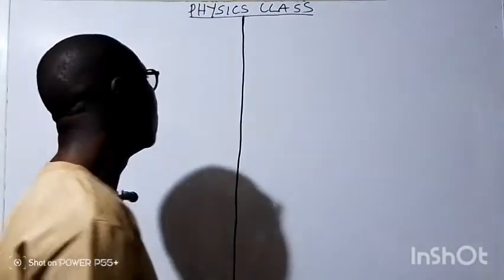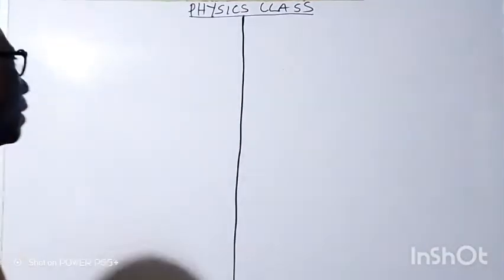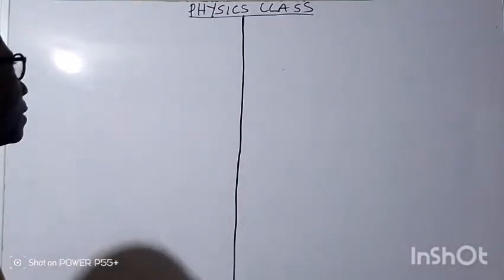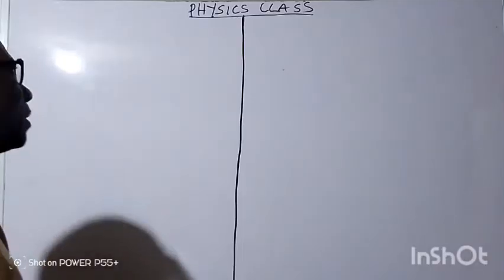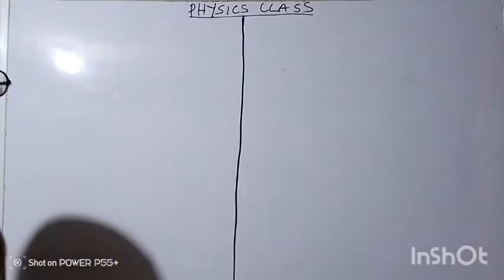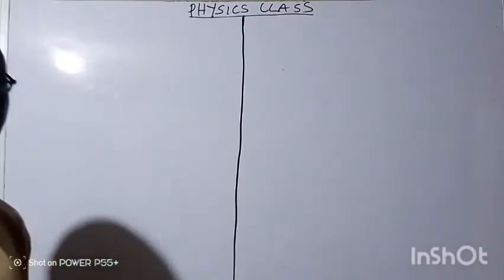During our last lesson, our topic was Newton's third law of motion. By then, we stated Newton's third law of motion as: to every action there must be an equal and opposite reaction. We said further that Newton's third law of motion can also be called the law of action and reaction.